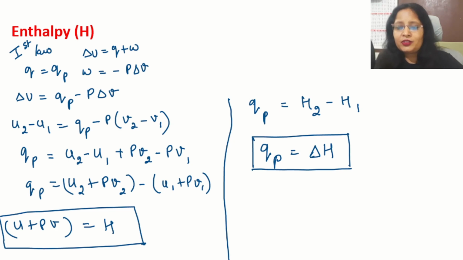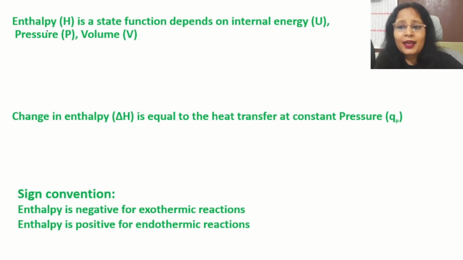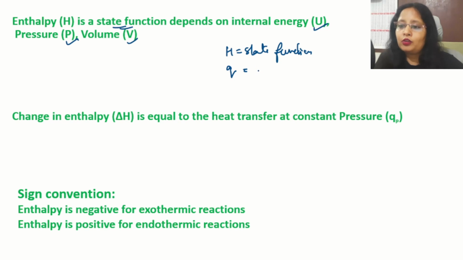So let's check some of its properties. Enthalpy is a state function. Why? Because it depends on internal energy, pressure, and volume, which are also state functions. So we can write H is a state function. We already studied in our older parts that Q, that is heat absorbed at constant volume, is a path function. But here QP, that is heat absorbed at constant pressure, is a state function.